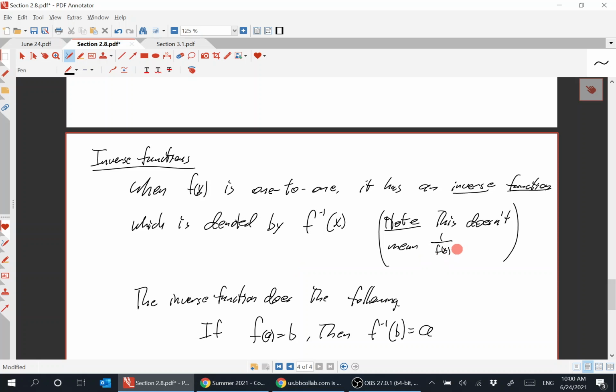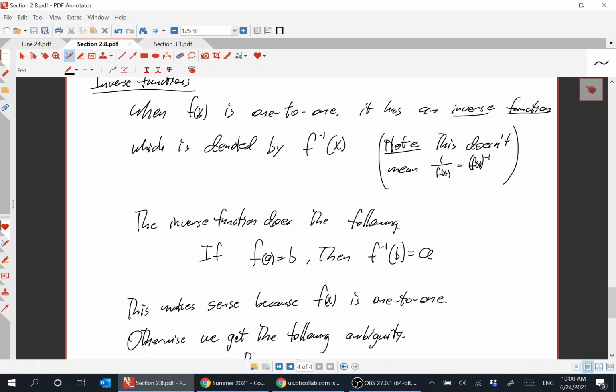Typically, if you mean 1 over f of x, you would write it like this, f of x in parentheses to the negative 1 or something like that. If you put the negative 1 here, it means inverse function. Not the best notation, but that's traditional. So the inverse function does the following. If f of a is equal to b, then f inverse of b goes back to a.